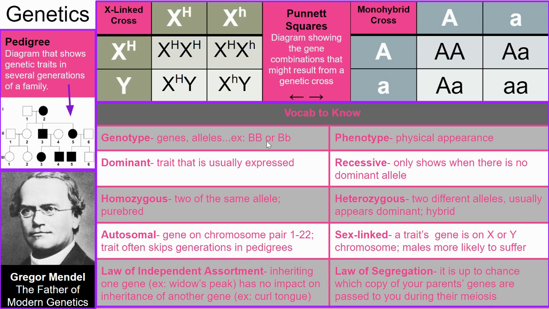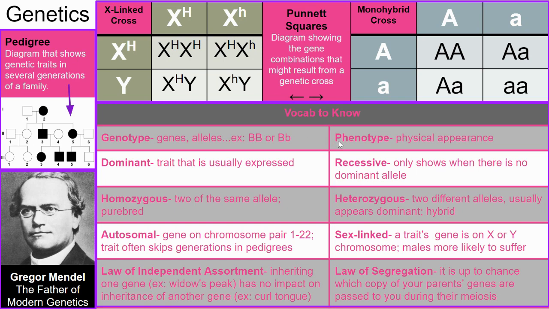If they got a dominant one from their mother and a recessive one from their father, it would be big B, little b. Or there could be another genotype, little b, little b. That would be if they got recessive from each parent. But the genotype basically shows which copy of the genes a person got from their mother or father.